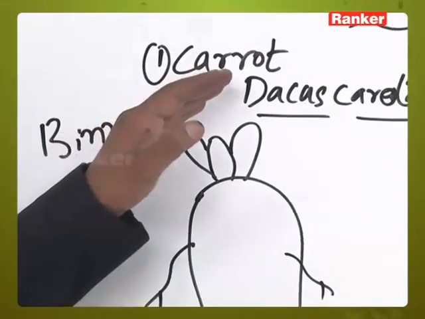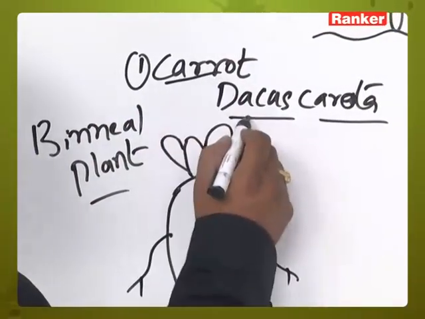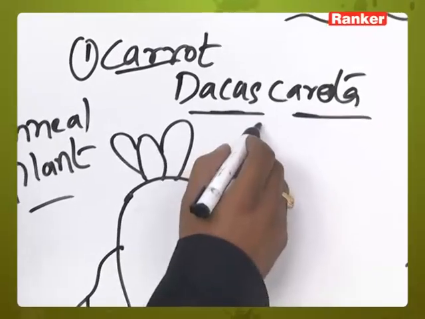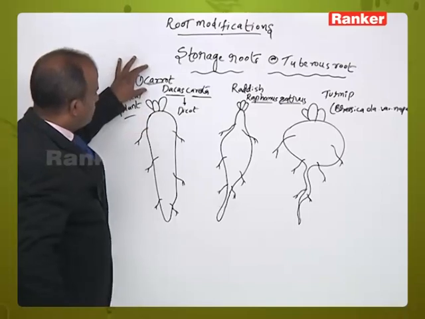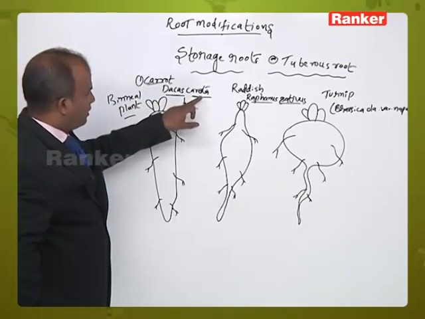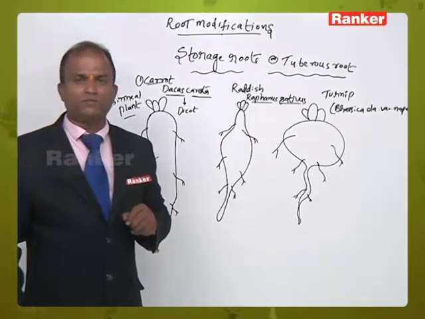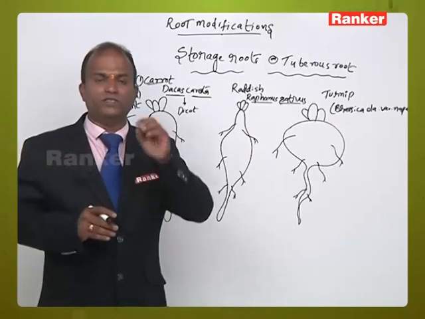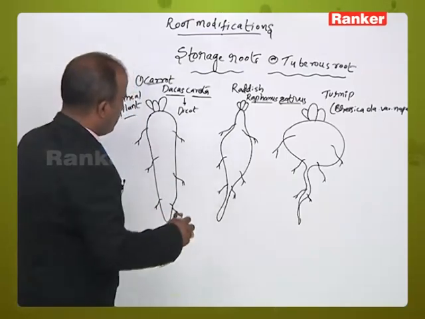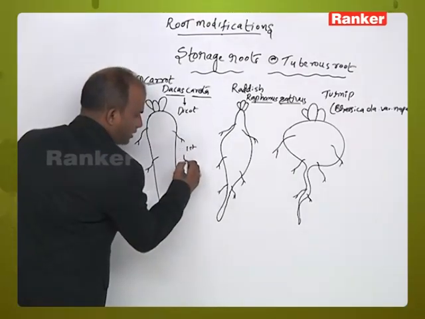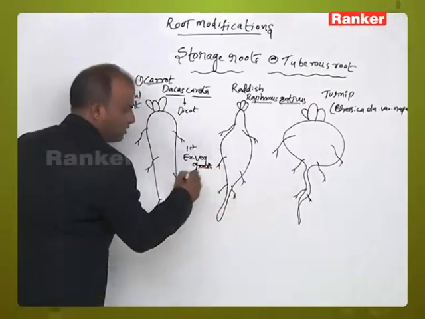And what are the examples of these biennial plants? One is carrot, Daucus carota. It is a dicot. During the first year, it shows extraordinary vegetative growth. Excellent vegetative growth is occurring.